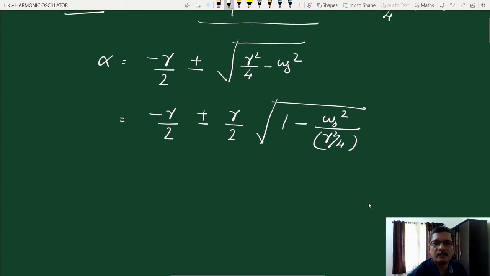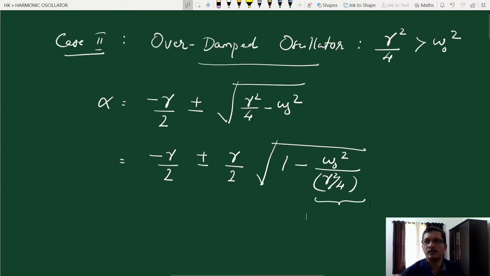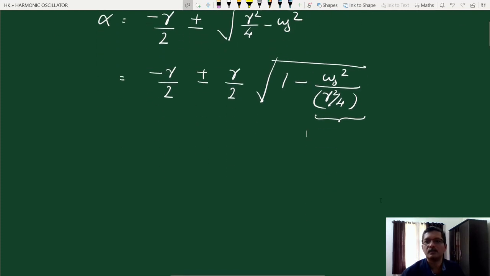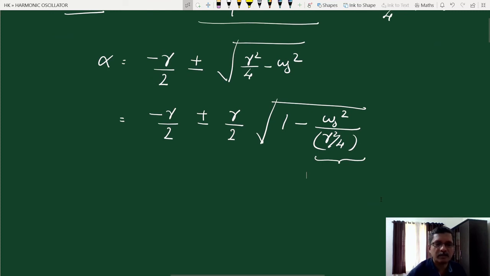Here inside the square root, the denominator gamma square by 4 is greater than omega 0 square. That is the overdamped condition. So here the denominator is greater than the numerator, so this term will be less than 1.